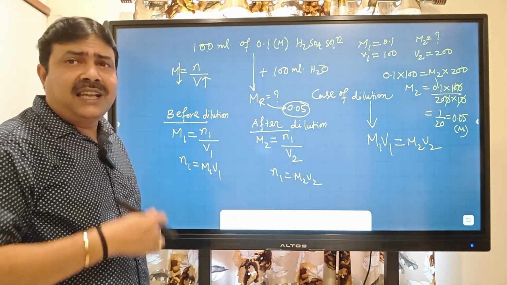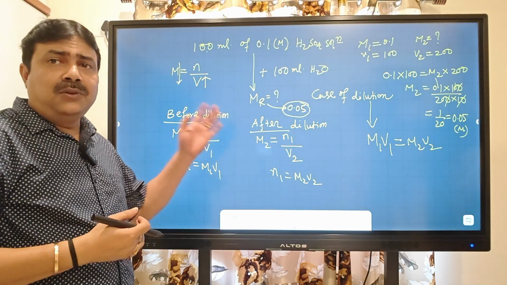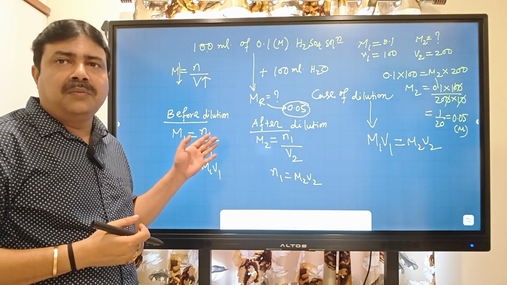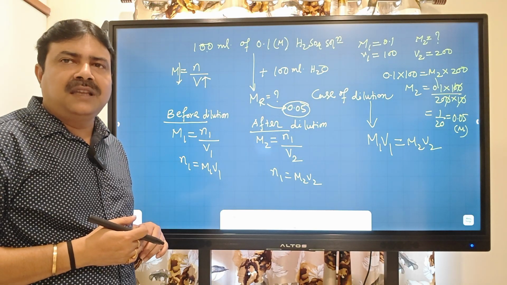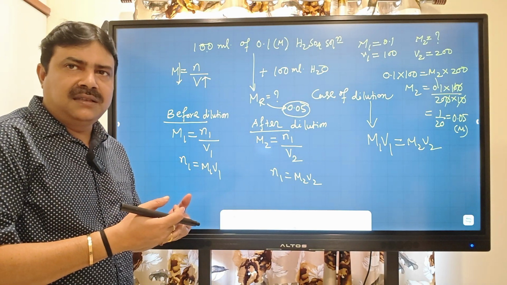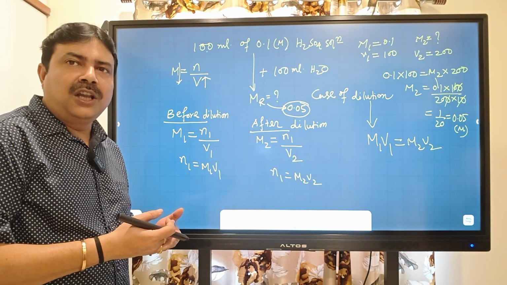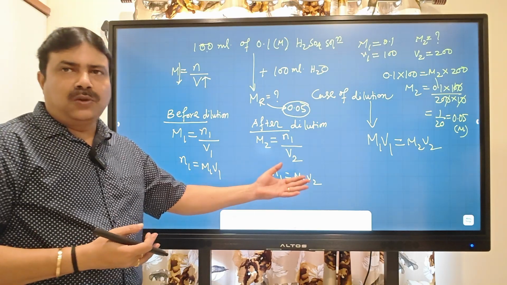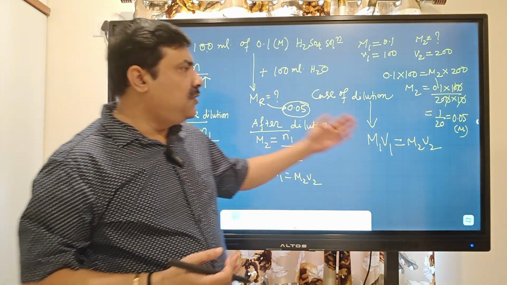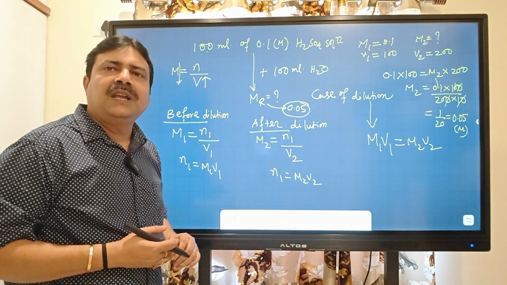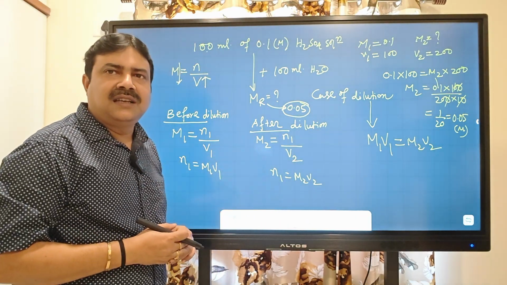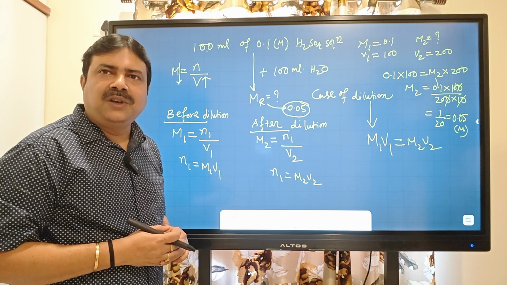So what I did: before dilution there is a certain number of moles of solute, and after dilution the number of moles of solute is the same. I am just equating that as molarity into volume. Once we equate, the initial molarity and volume are given, the final volume we know, and the final molarity we calculate from that equation. That's all I did. Is it clear to everybody?